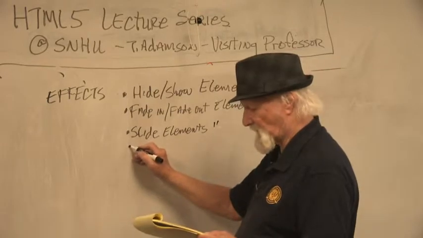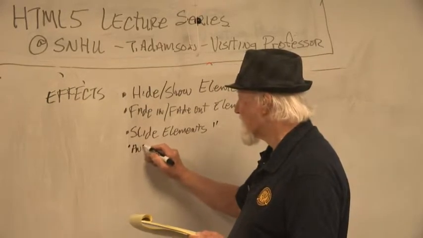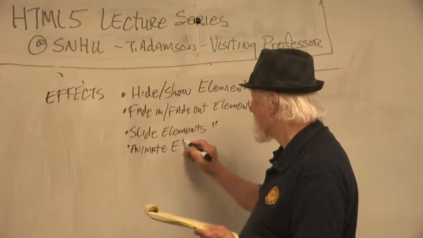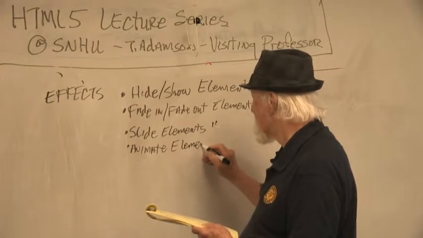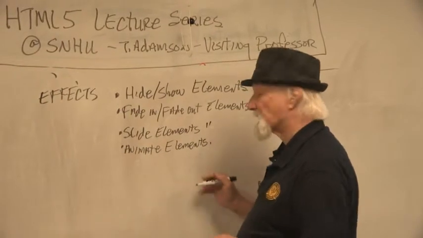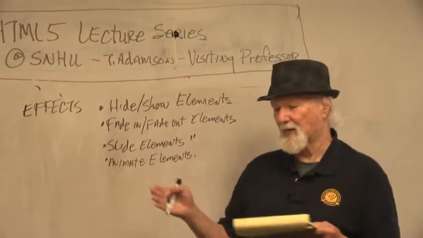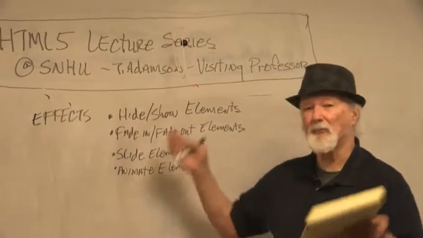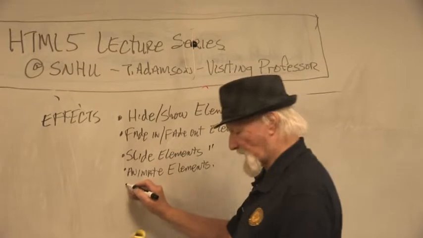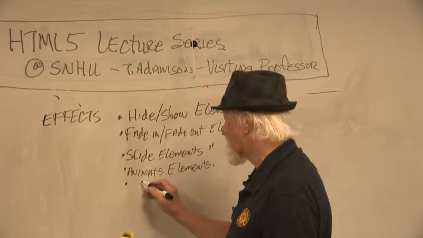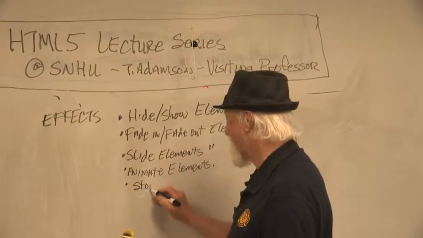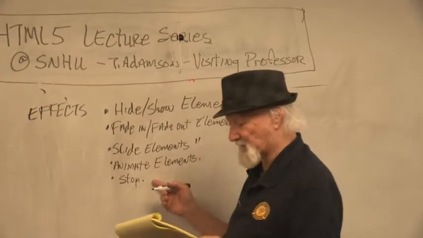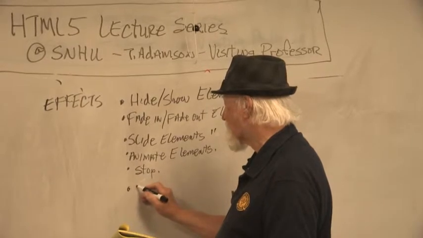The other thing it can do is that it can animate elements. It could take, for example, a picture and make like a picture show. It could make like a slideshow. It could make like a PowerPoint presentation. The other thing it can do, it can stop. Of course, if I'm animating something, there might be a point where I want to stop it. I can make it do that too. It can also do what's called callback.